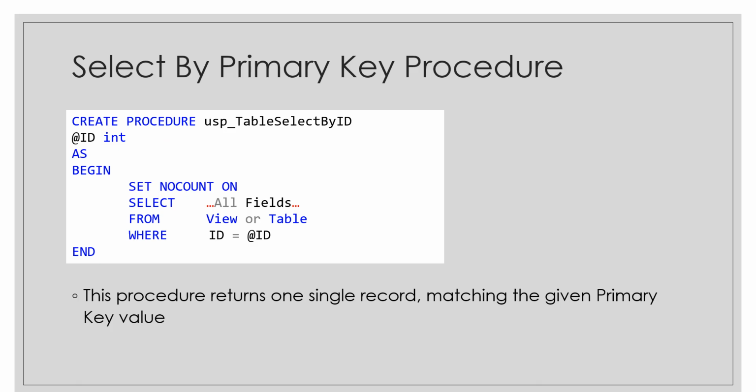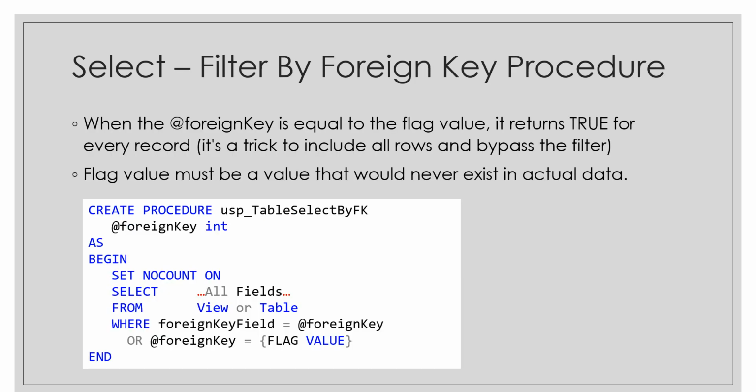Now, of course, by primary key, we have a single parameter. We pass in the ID, that integer identity value. So that's our input parameter, and then after setting no count to on, we simply do our select from whatever fields we want, from the view or the table, and our where clause is simply based on that primary key. So that's our second standard stored procedure.